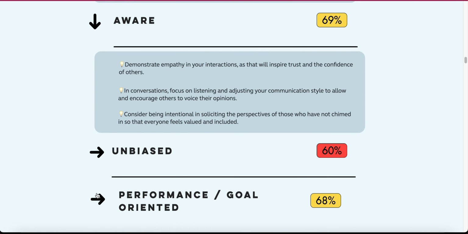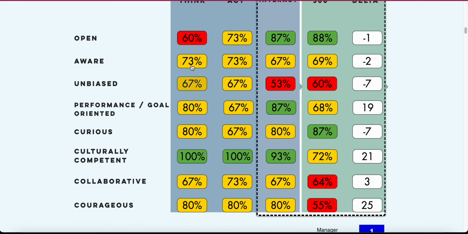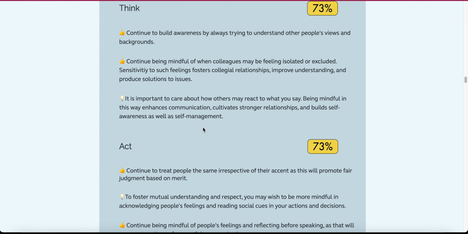You can access them by scrolling down, but you can also access them by clicking on some of the behavior scores.